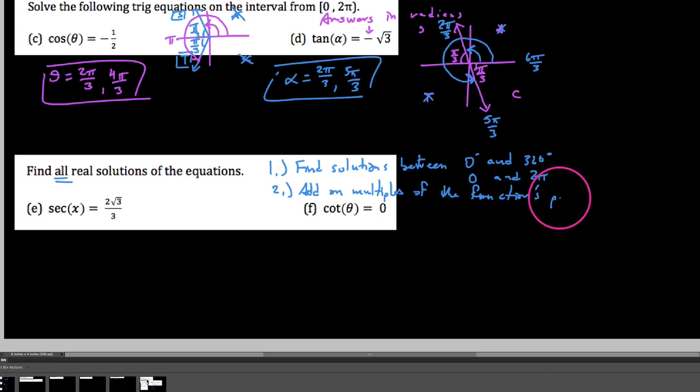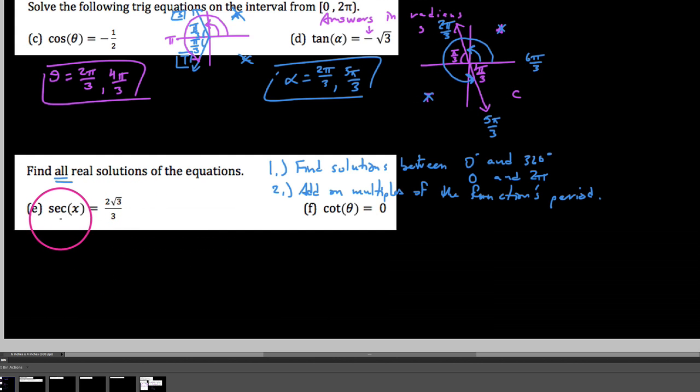And that's possessive. What I mean is that sine, cosine, secant, and cosecant all have a period of 2 pi. The only functions that don't are tangent and cotangent, and they have periods of just pi. So as we look at these last two here, we want to report all solutions.